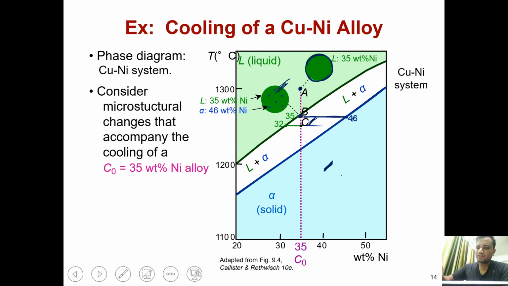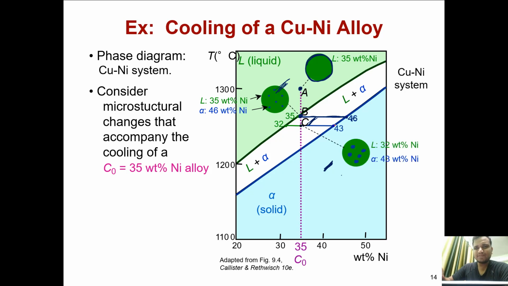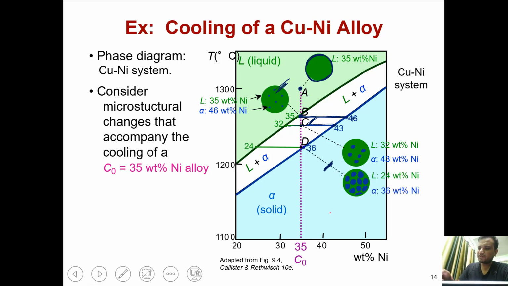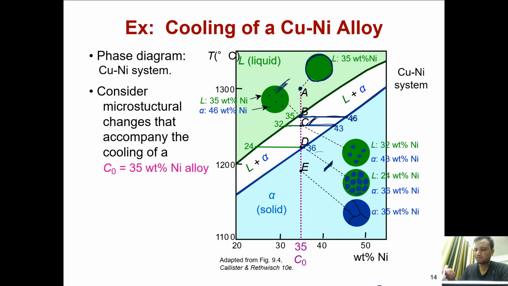Now if you cool it further, to this C, then again we will make a tie line, right? Once we make the tie line, the composition of alpha that is forming will have lesser nickel content, and the liquid composition will also decrease. That means the amount of nickel in that will decrease. Again, if you reach this D, then the liquid which is present will have 24 weight percent nickel, and the solid will be of 36 weight percent. And E will be complete solid alpha, of 36 weight percent.